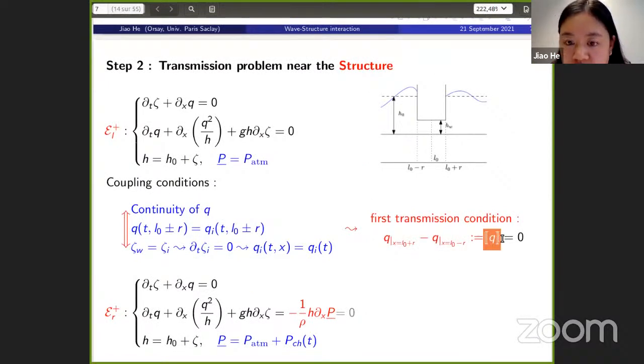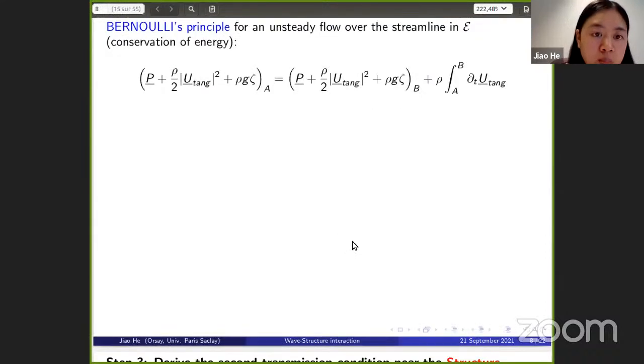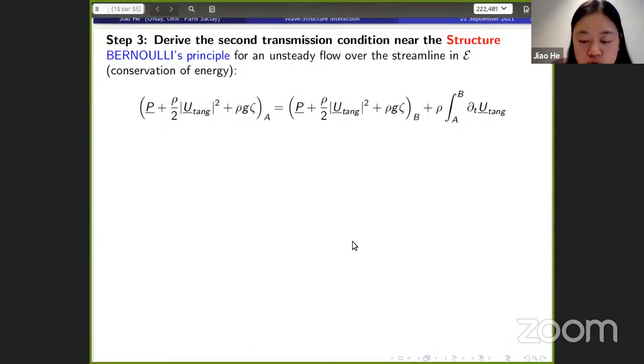I use this notation, which means that in this picture, we note this point as L0 plus R, and this point as L0 minus R. And this notation means the value of the quantity at this point minus the value of the quantity at this point on the left-hand side. And so we have it equal to zero. But we need one more transmission condition to close our system.